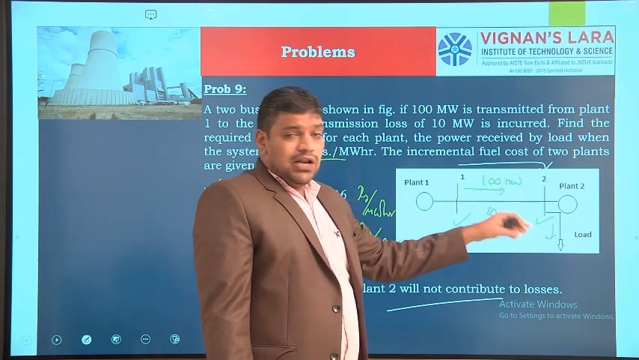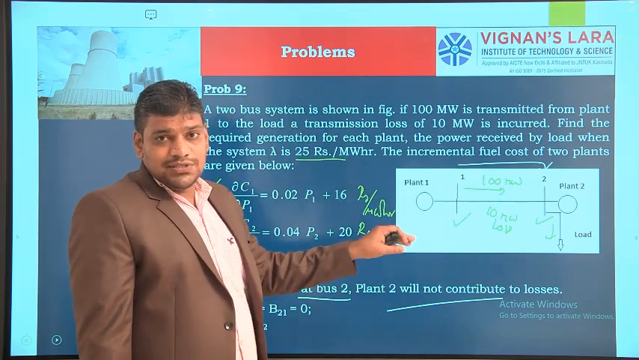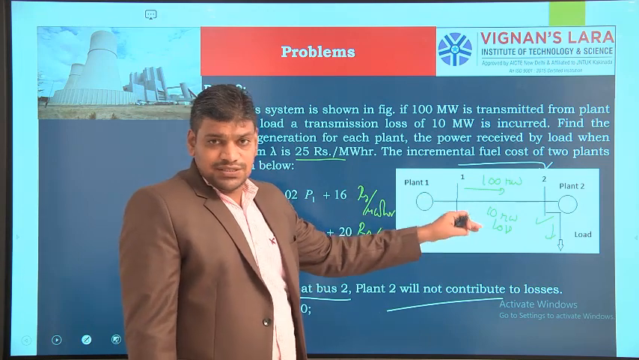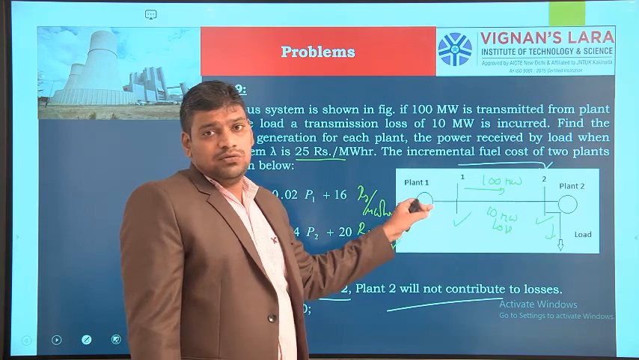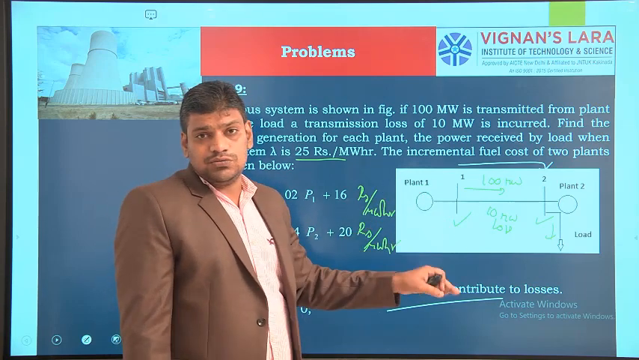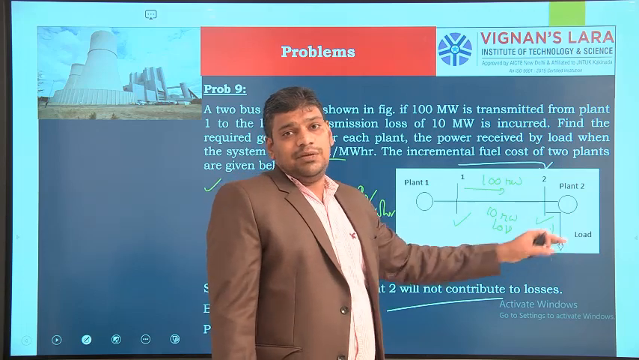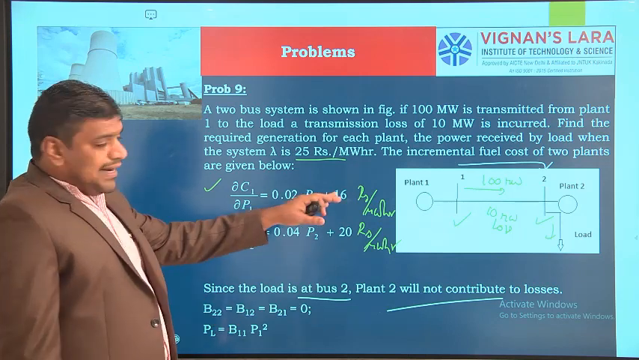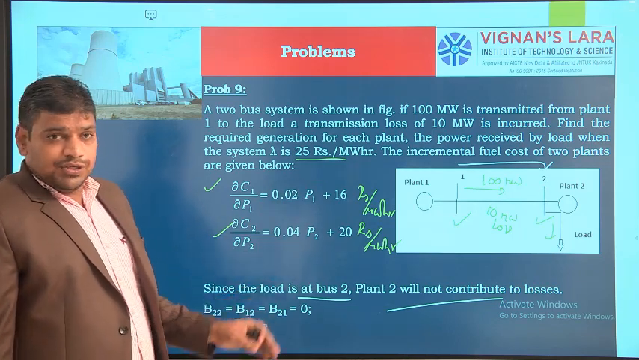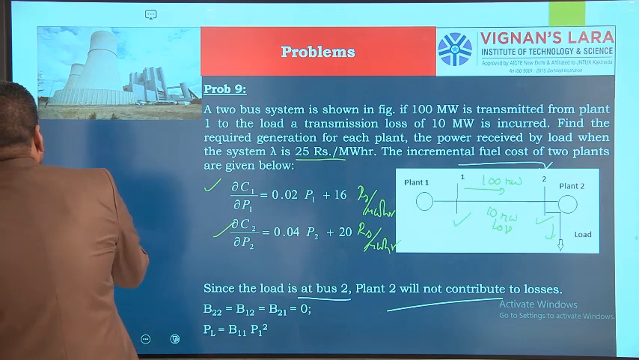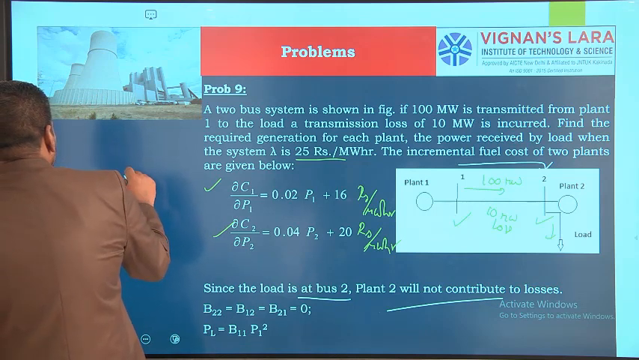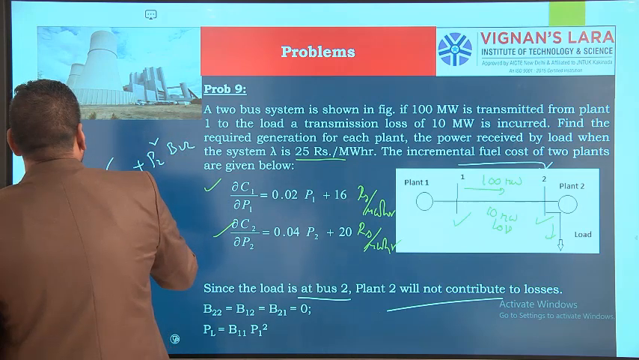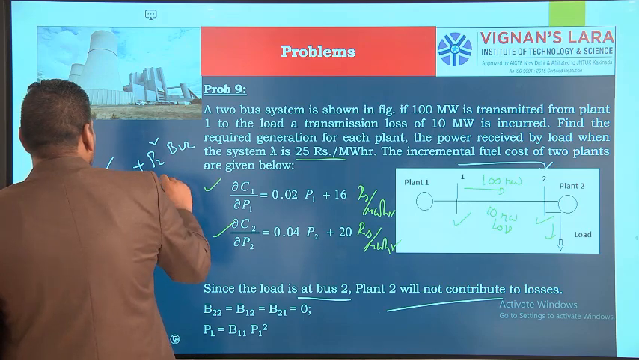So whatever losses occur in the transmission system, the contribution is due to plant 1 only. There is no loss contribution from plant 2, since the load is connected near plant 2. By making use of this specific condition, since plant 2's involvement is not there in the loss contribution, PL is equal to P1 square B11 plus P2 square B22 plus 2 P1 P2 B12.